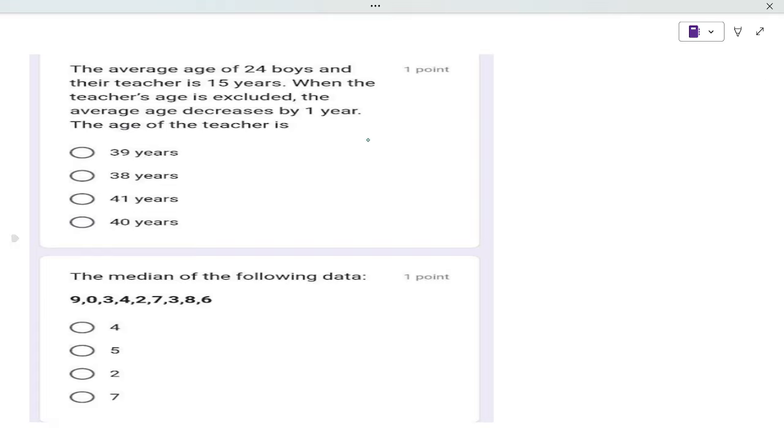Average is equal to the sum of observations by the total number of observations. The average is 15 years.